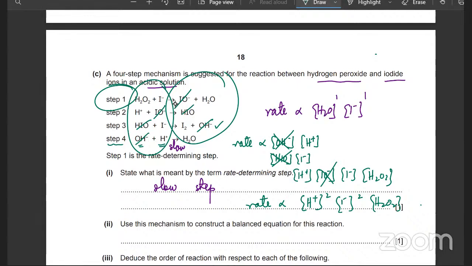What else would get canceled out? I don't think anything else. So it's basically H2O2 plus 2I-1 and 2 H+1 ions. The product is 2 H2O plus I2. Is this balanced or not? I mean, this is H2O2, so now it's balanced. So this is your overall equation. Is that clear?